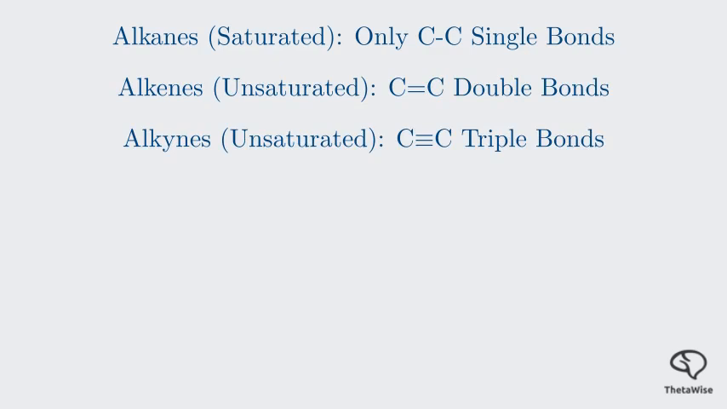Recognizing these bond types, single, double, or triple, is your most reliable tool for classifying these hydrocarbons. The general formulas are fantastic shortcuts for checking your work and for quickly identifying the class from a chemical formula. You now have a solid foundation for understanding the diversity and reactivity of organic compounds.